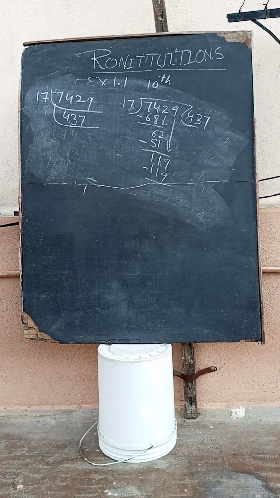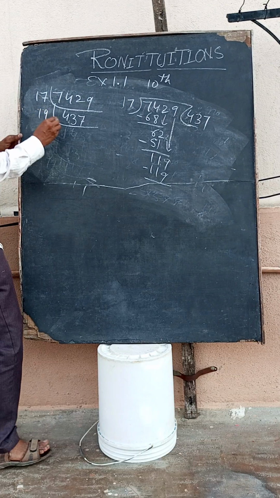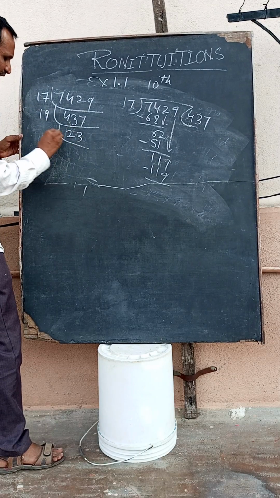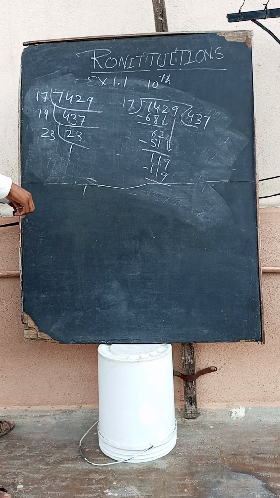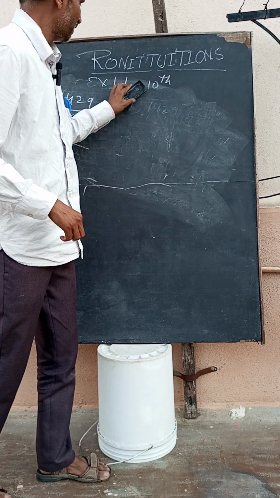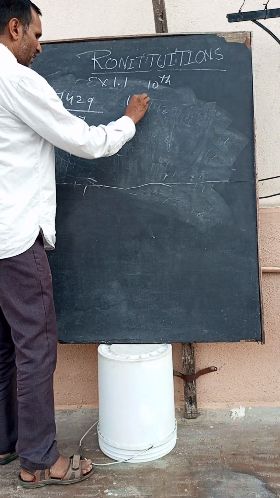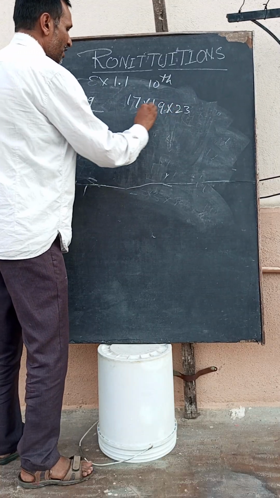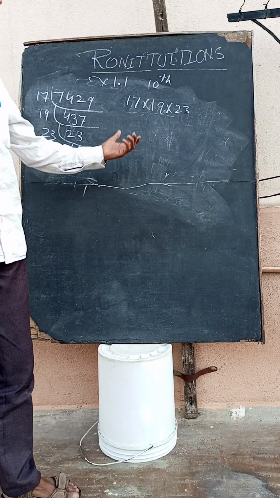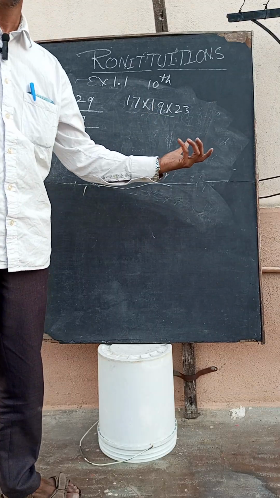which are 19 and 23. So 19, then it will come 23. Again it can be divided by 23, then 1 will come. The prime factors of this number are 17 into 19 into 23. You will be amazed that these numbers are prime numbers.